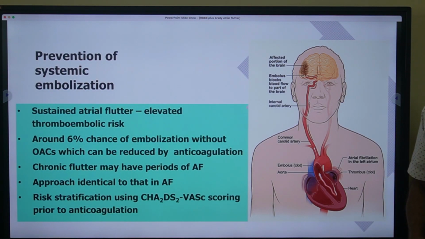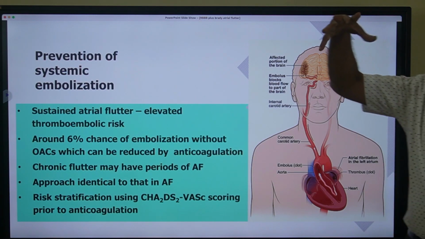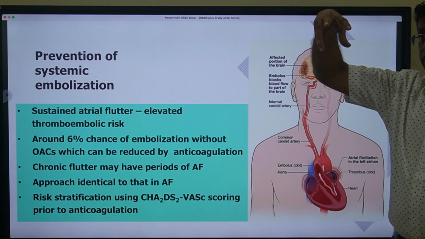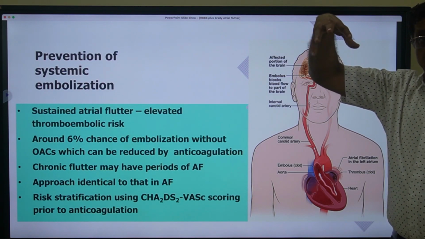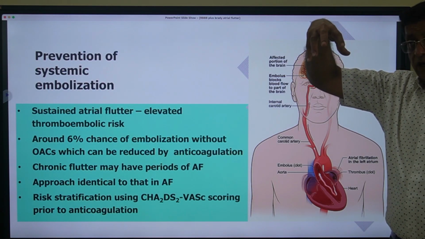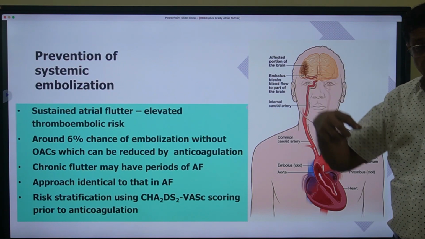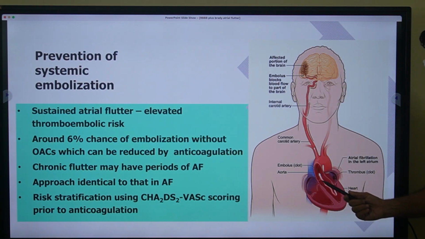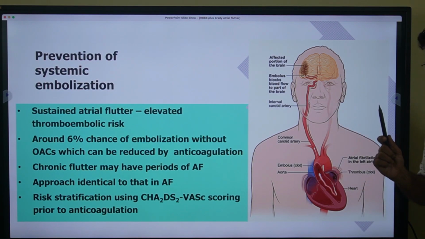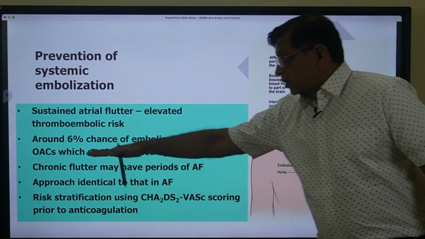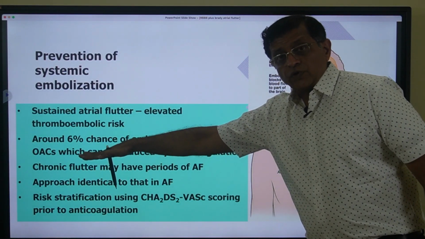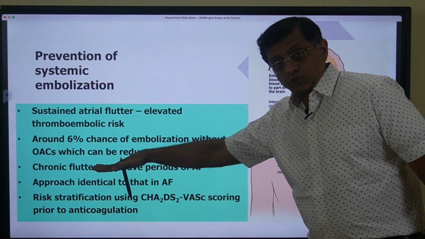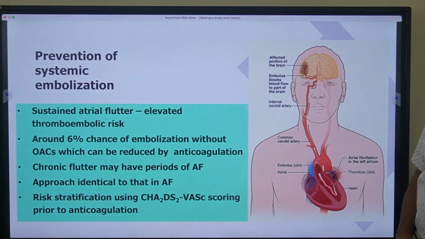Systemic embolization is a complication of atrial flutter as well as fibrillation. Because the atrial rate or atrial depolarization rate is very high, there is no effective atrial contraction and clot forms in the atria. And this clot can dislodge, go into the systemic circulation and cause a stroke. So there is around a 6% chance of stroke in atrial flutter, and this can be reduced by giving anticoagulants.